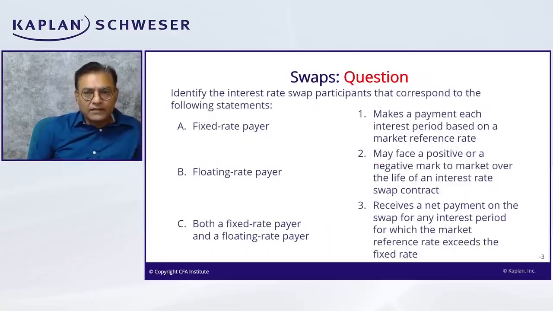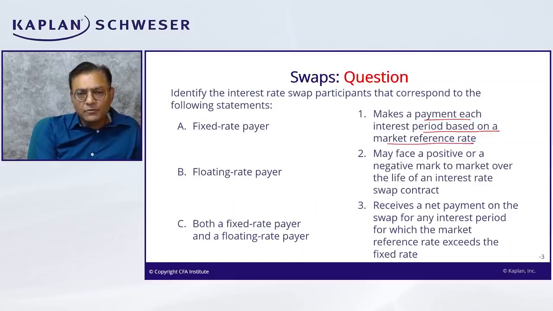All right, now let's identify participants in an interest rate swap. So a fixed rate payer. The payer will pay a fixed rate. The first choice says makes payment based on market reference rate. That would be a floating rate payer.